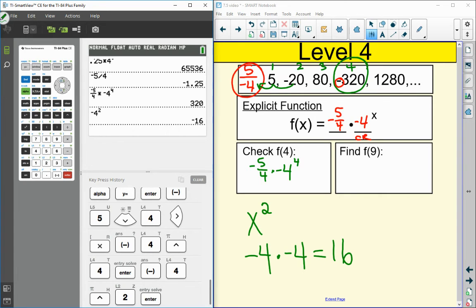So this has to do with the fact that we need to use parentheses when dealing with exponents. You will not get the problem right unless you put the parentheses. So please put those parentheses in there. Now let's type it in.